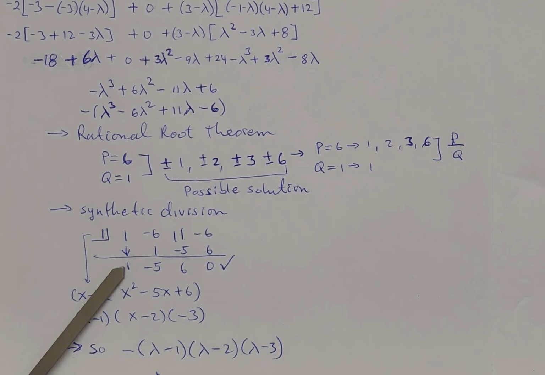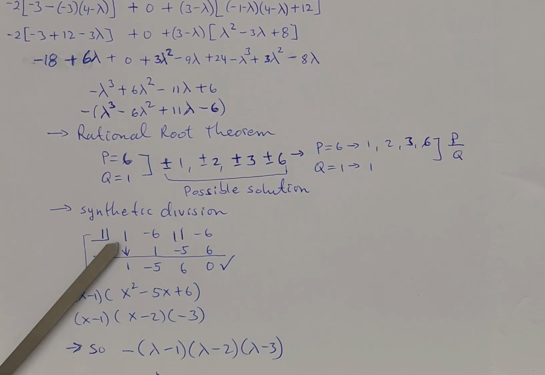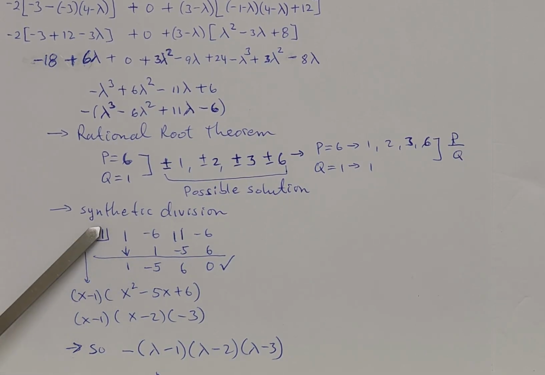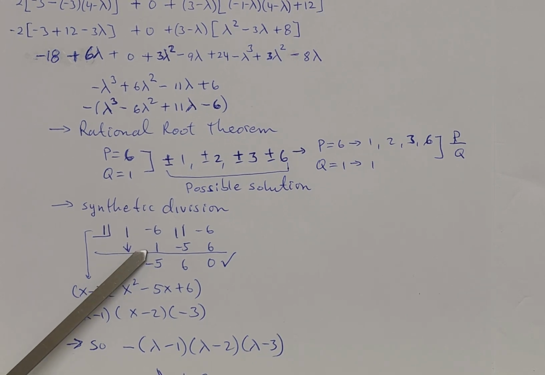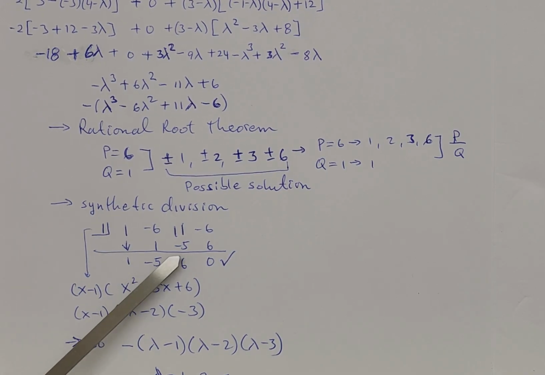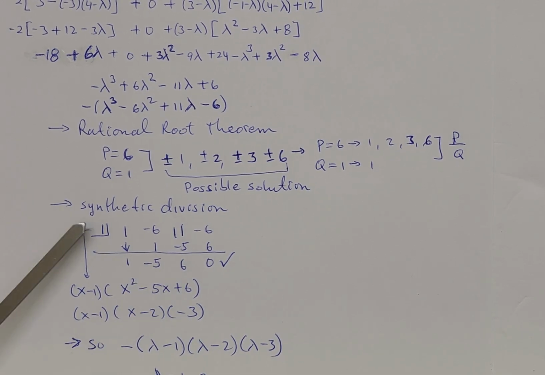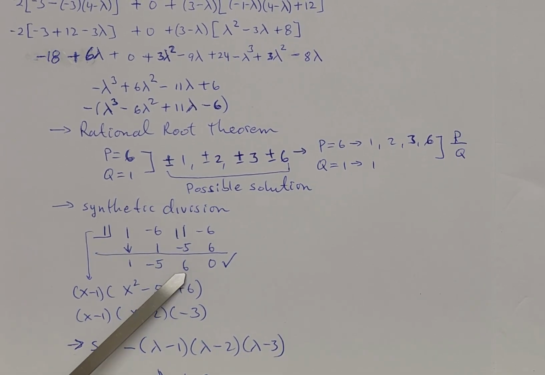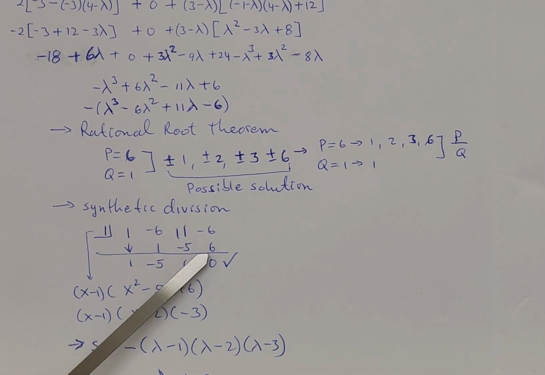So 1 times 1 gives me 1. Bring up the 1 right here. Negative 6 plus 1 gives me negative 5. 1 times negative 5 is negative 5. Bring the negative 5 up. 11 minus 5 gives me 6. 1 times 6 is 6. Bring the 6 up. Negative 6 plus 6 gives me 0.